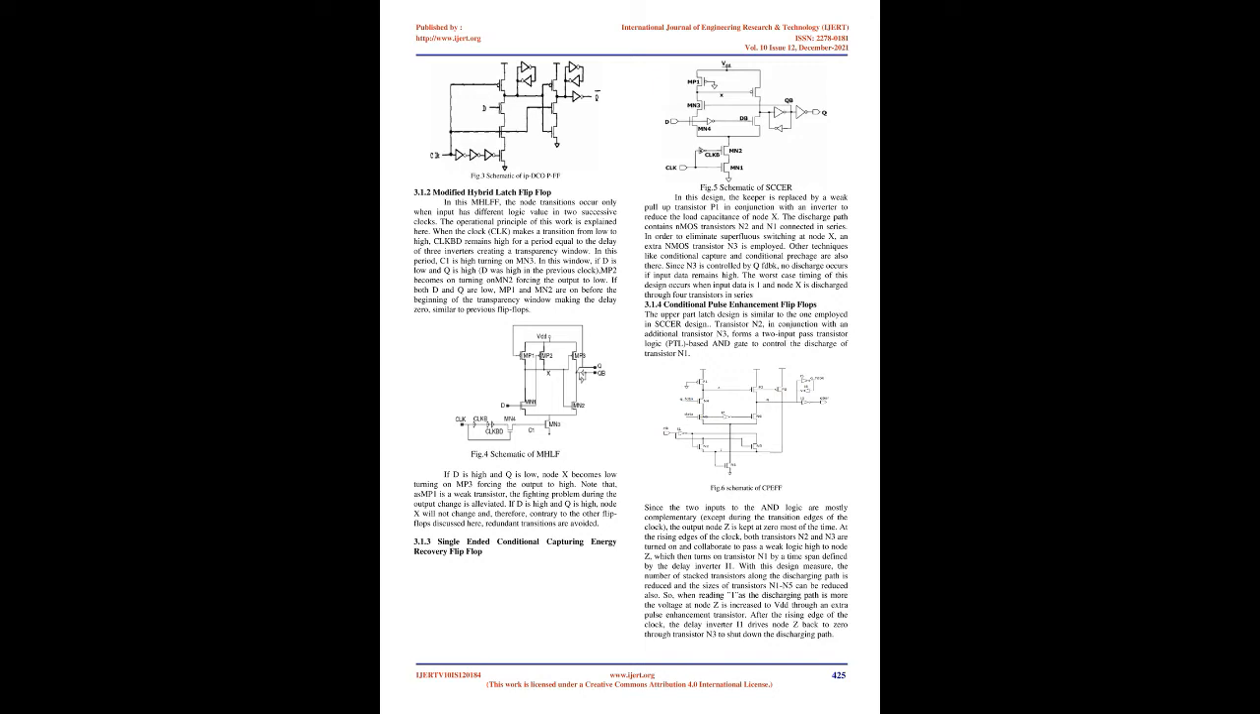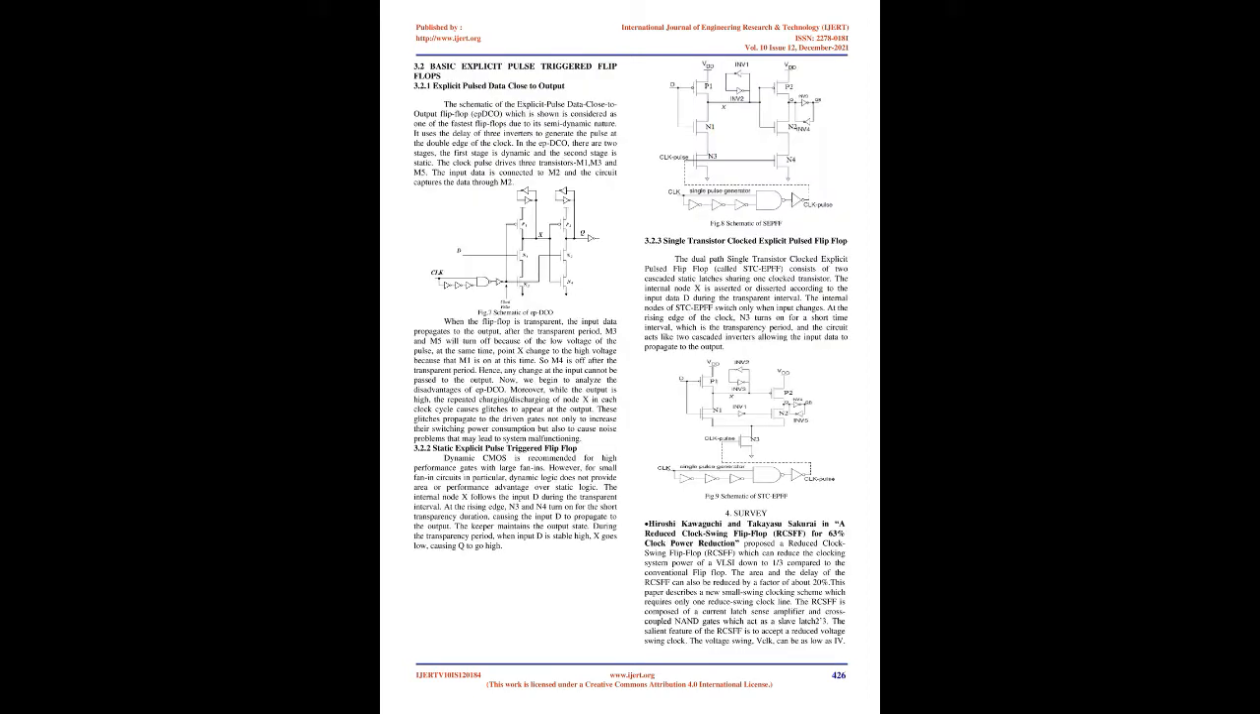3.2.2 Static explicit pulse triggered flip-flop. Dynamic CMOS is recommended for high-performance gates with large fan-ins. However, for small fan-in circuits in particular, dynamic logic does not provide area or performance advantage over static logic. The internal node X follows the input D during the transparent interval. At the rising edge, N3 and N4 turn on for the short transparency duration, causing the input D to propagate to the output. The keeper maintains the output state. During the transparency period, when input D is stable high, X goes low, causing Q to go high.